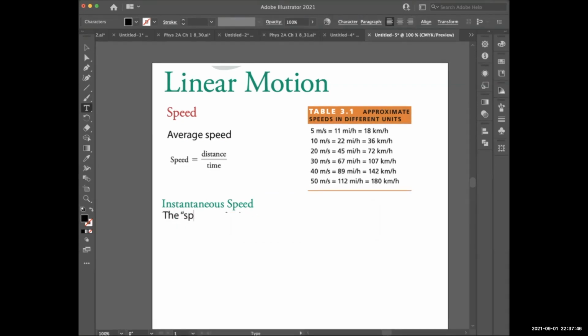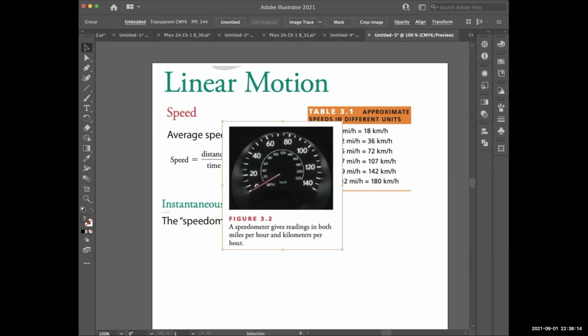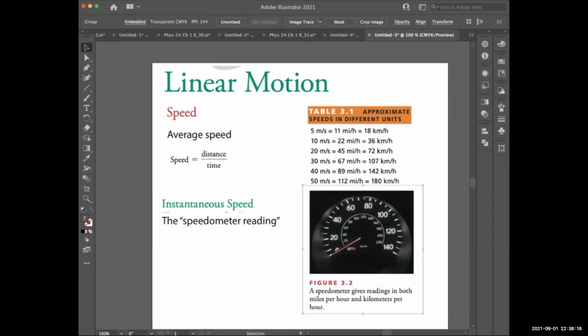The speedometer reading could be either in miles per hour or kilometers per hour or meters per second. Okay. Questions so far?